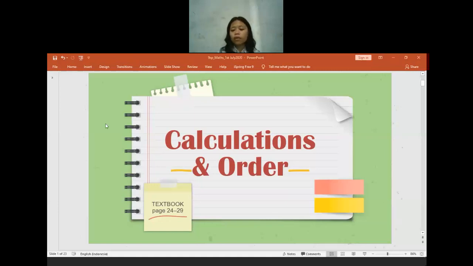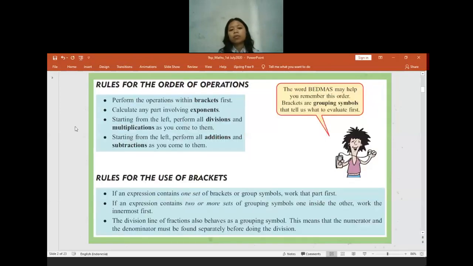If you have no difficulties, I'm planning to finish all the calculation in chapter 3. The calculation, I think you are already used to: brackets, indices, division, multiplication, addition, and subtraction. This is already in order. So we have to do the bracket first. After the bracket is done, we look at the numbers given.